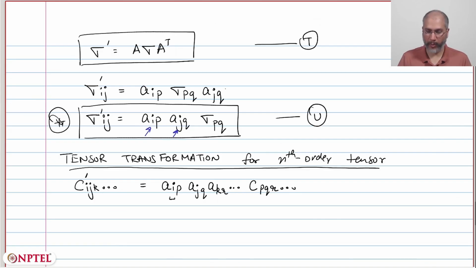So basically the number of A's is equal to the number of indices, or the order of the tensor here, which is n. So you have a total of n A's, and the first index of the A is the corresponding index on the left hand side, and the second index is the corresponding index on the right hand side for C. So this is the pattern. And of course, if you're doing the reverse transform, the order of indices will change. So it will become A_Pi, A_Qj, A_Rk, and so on.